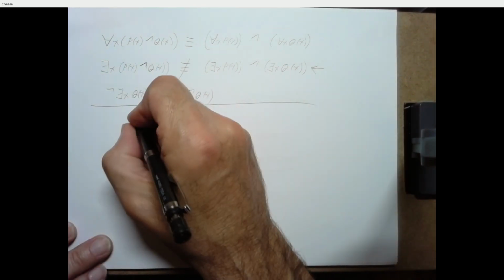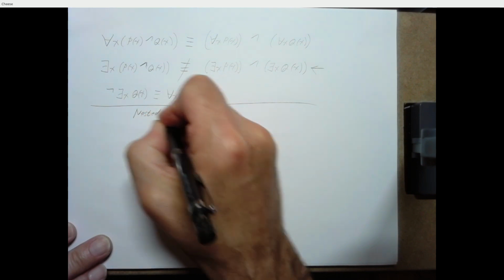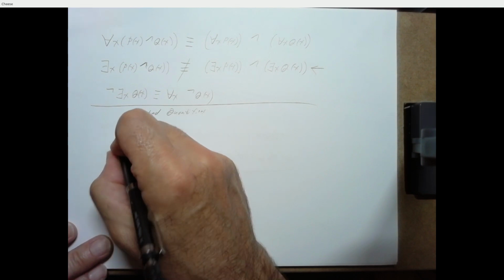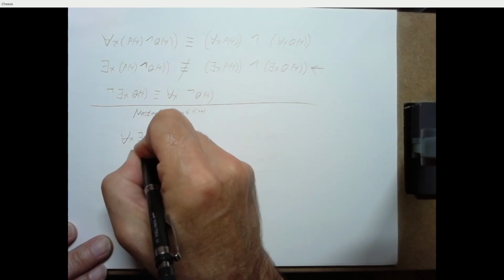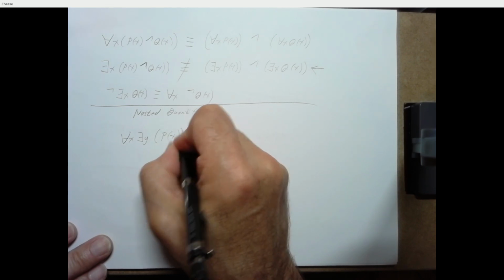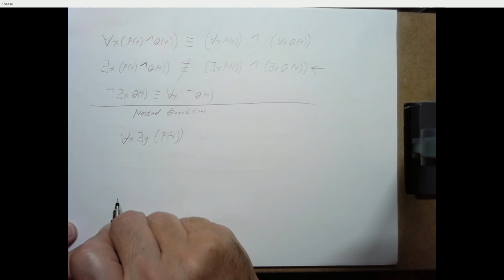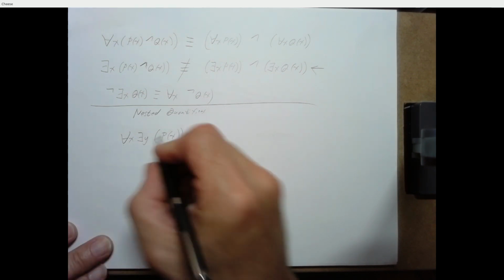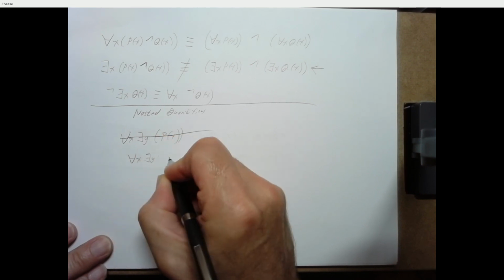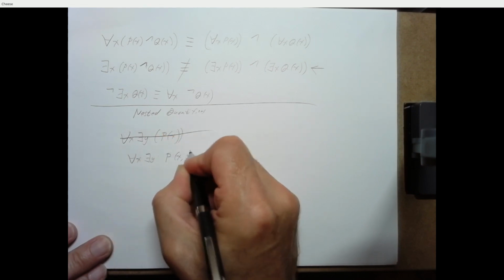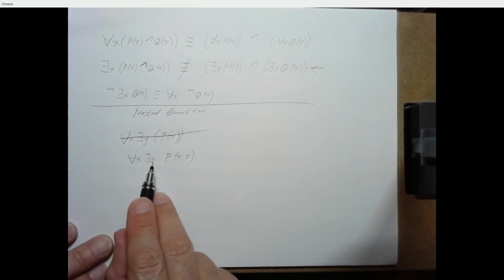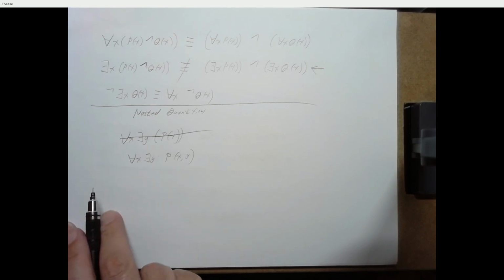So we can play around with these things. The other thing we can do is we can nest these. So we can have nested quantifiers. For example, we can say for all x, there exists a y such that some proposition of x comma y is true. This says if we pick any x, we can always find a y for which this is true.